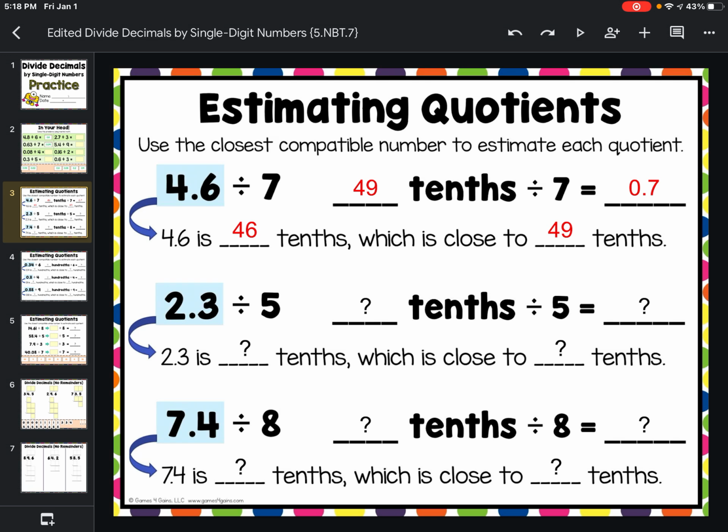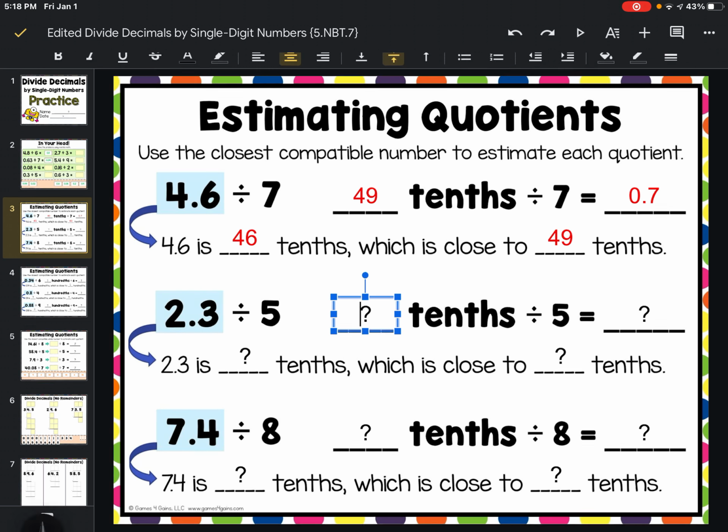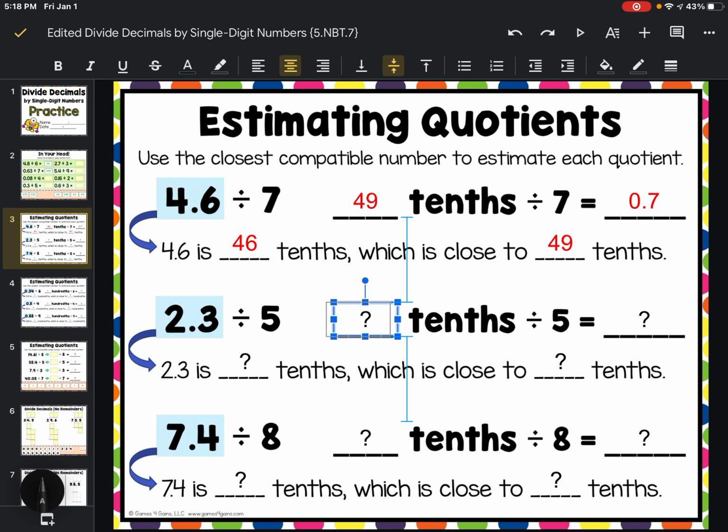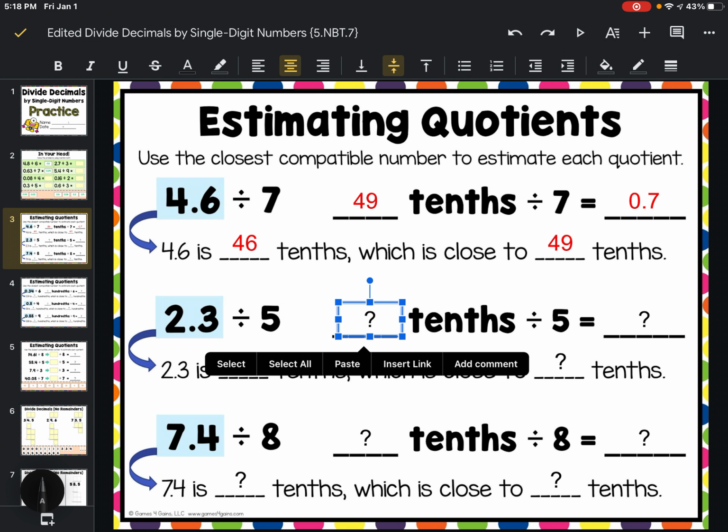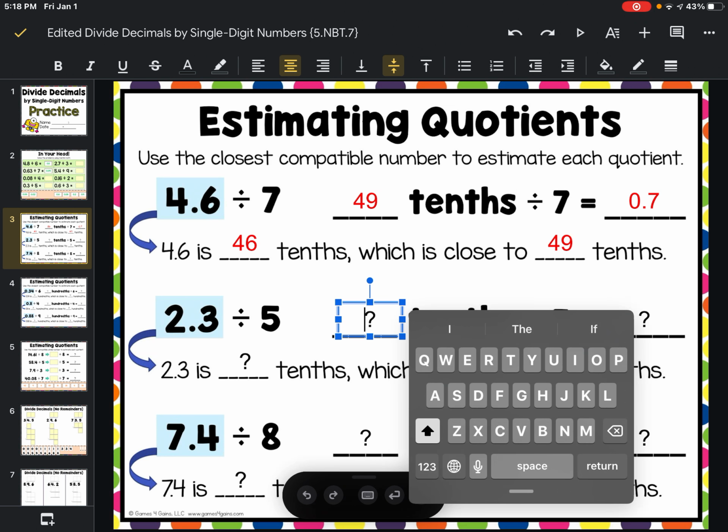Below it, it's asking you to fill in 46 tenths, which is close to 49 tenths, which is basically just saying kind of what we just explained across the top. So if I look at the next one, it says 2 3/10 divided by 5. So what is divisible by 5 that is close to, trying to get it to highlight that number, but it won't. So what is close to 23 that would be divisible by 5?